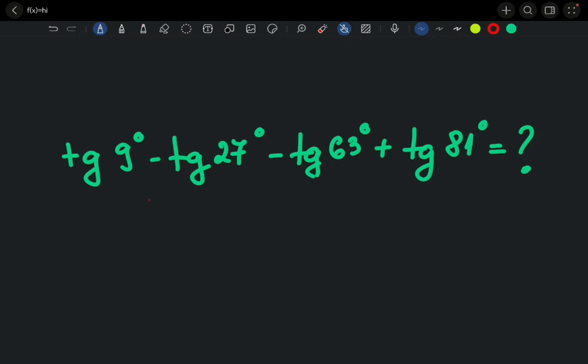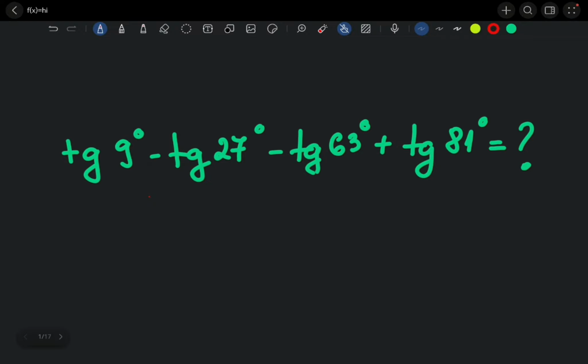Now, let me tell you that this problem took me, and I'm not exaggerating, 10 hard minutes of using the trig properties of sine and cosine, and even geometry, if you believe it. So, let's get started. We have to find the value of tan 9 minus tan 27 minus tan 63 plus tan 81 degrees. Let's call this expression E.